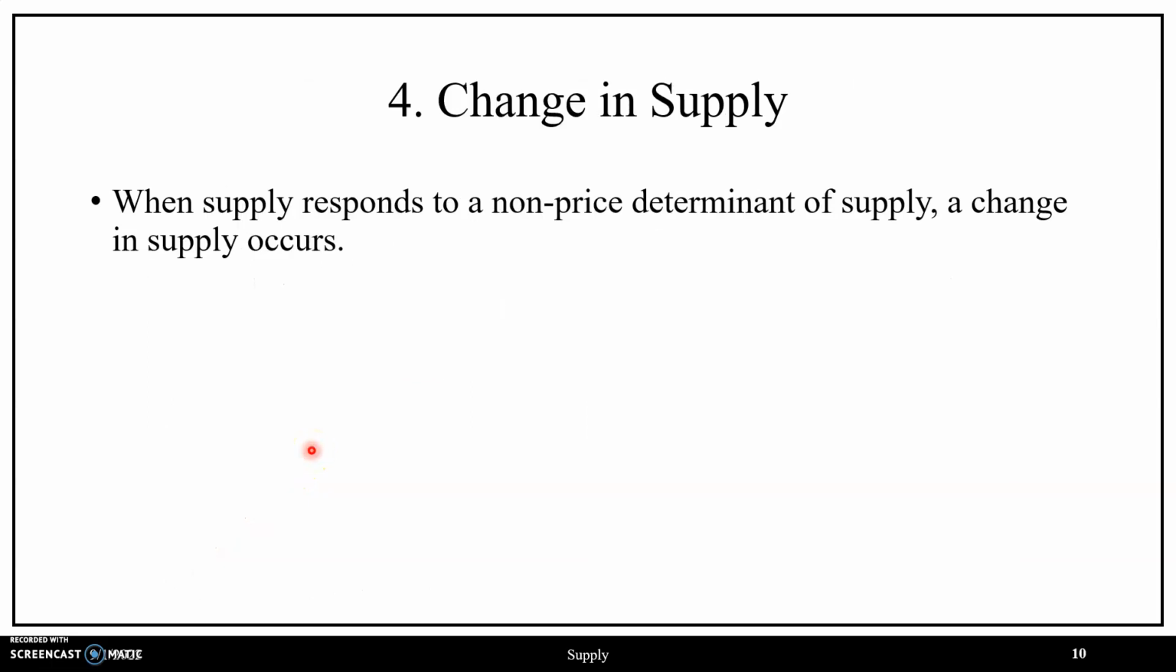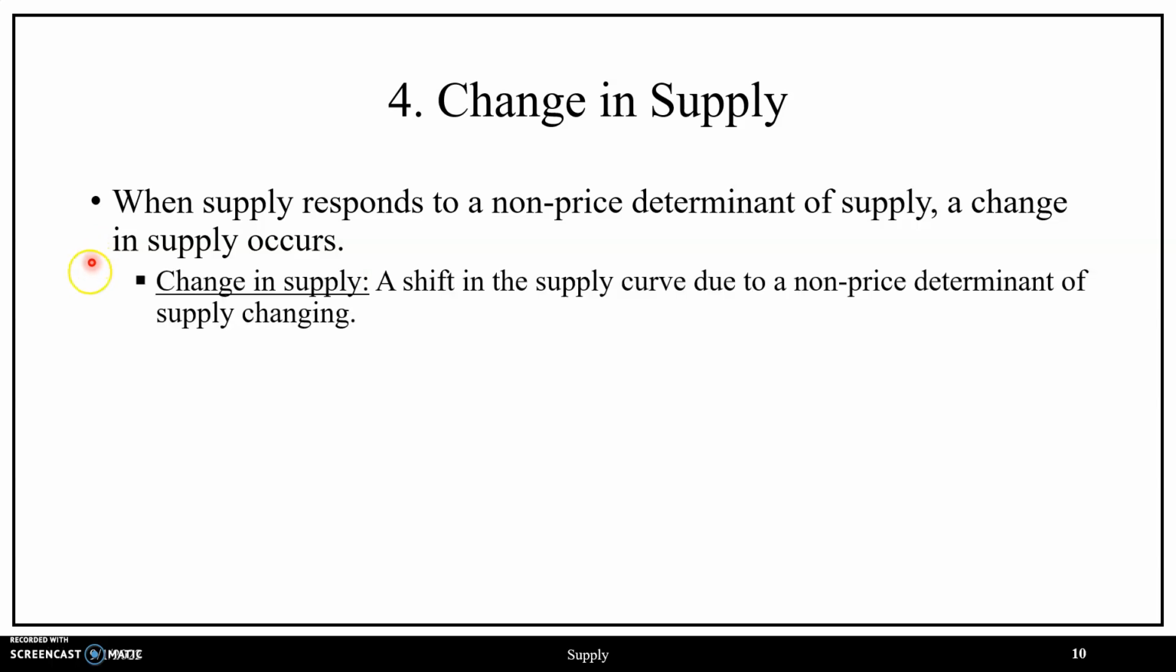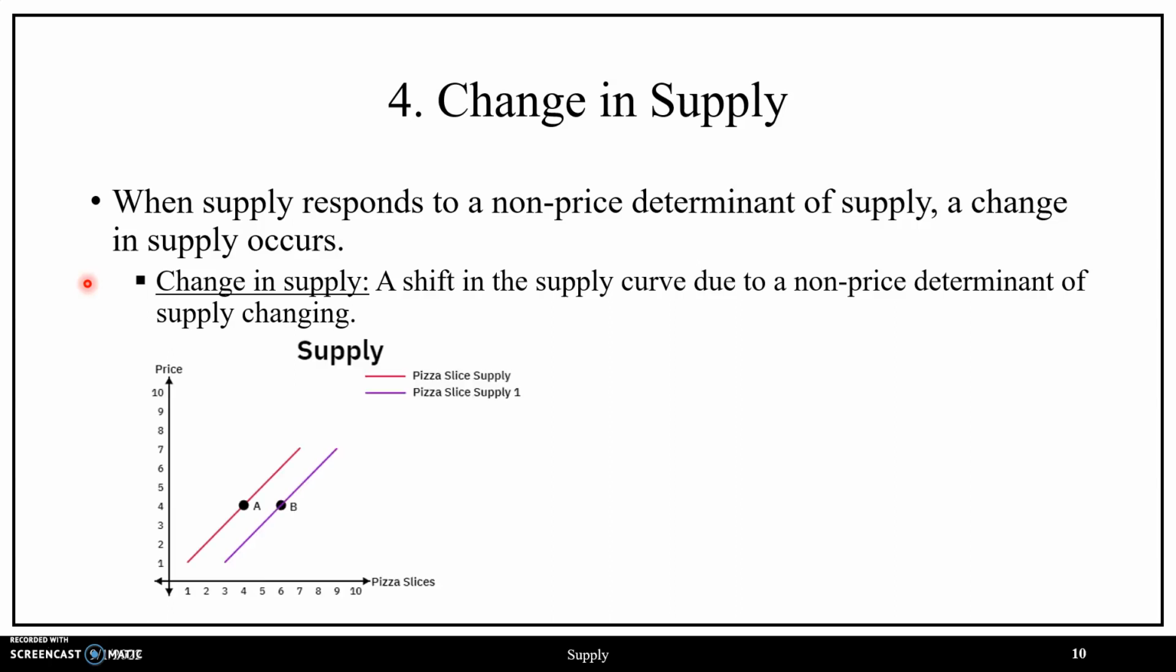This contrasts, though, from a change in supply, which is going to be one of those non-price determinants of supply that we mentioned earlier, one of those 7, changing. And what occurs is instead of movement along the supply curve, we'll have a shift of the entire supply curve due to one of these factors changing. Where, using that pizza oven example, let us see what is meant by that.